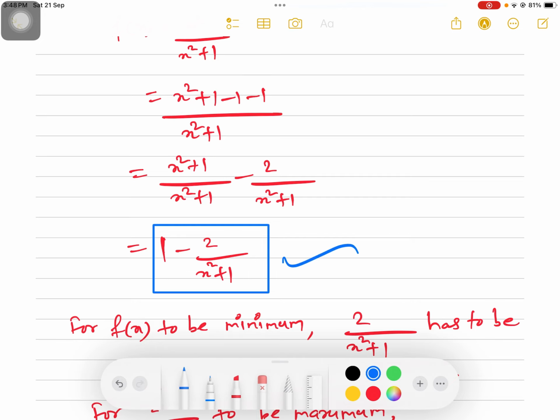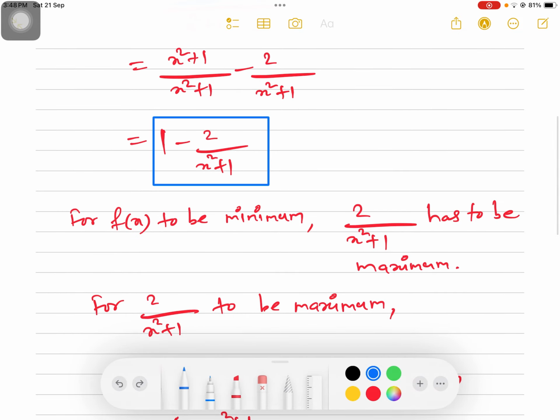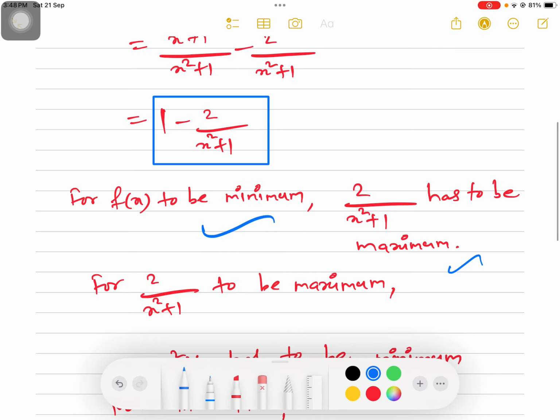Now this function has to get the minimum value. The 1 will not change, so we have to put the focus on the 2 by (x square plus 1) only. To get the minimum value of this function, we are subtracting this thing from 1. So to make it the least value, this number should be the greatest one. Then only the full function will have the minimum value. So for f of x to be minimum, 2 by (x square plus 1) has to be maximum.